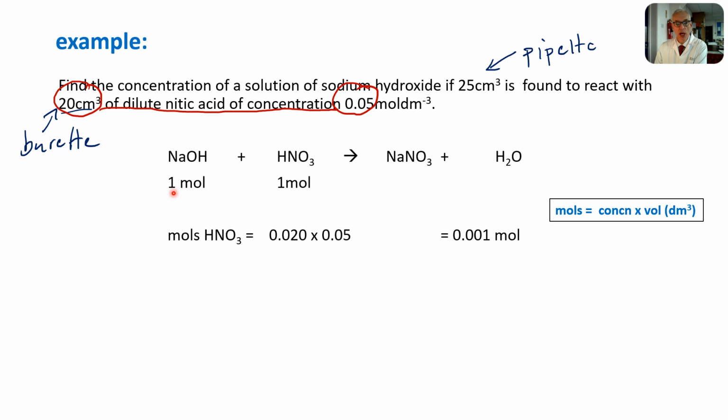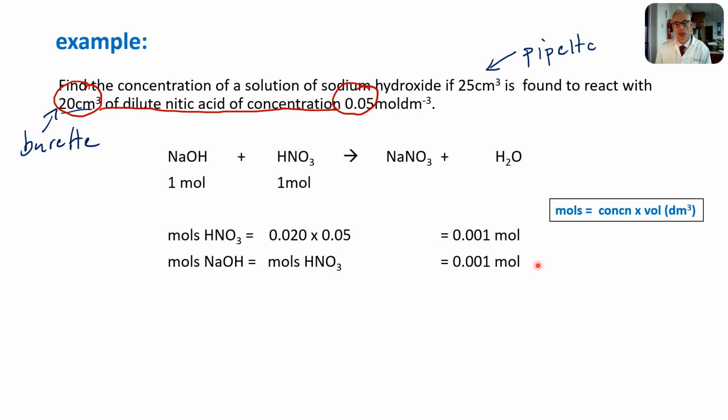Now, because it's a 1-to-1 mole ratio in the balanced chemical equation, the moles of sodium hydroxide is equal to the moles of nitric acid. So our moles of nitric acid was found to be 0.001, or 1 times 10 to the minus 3, which may be what you find in your calculator, and that is equal to the number of moles of sodium hydroxide.